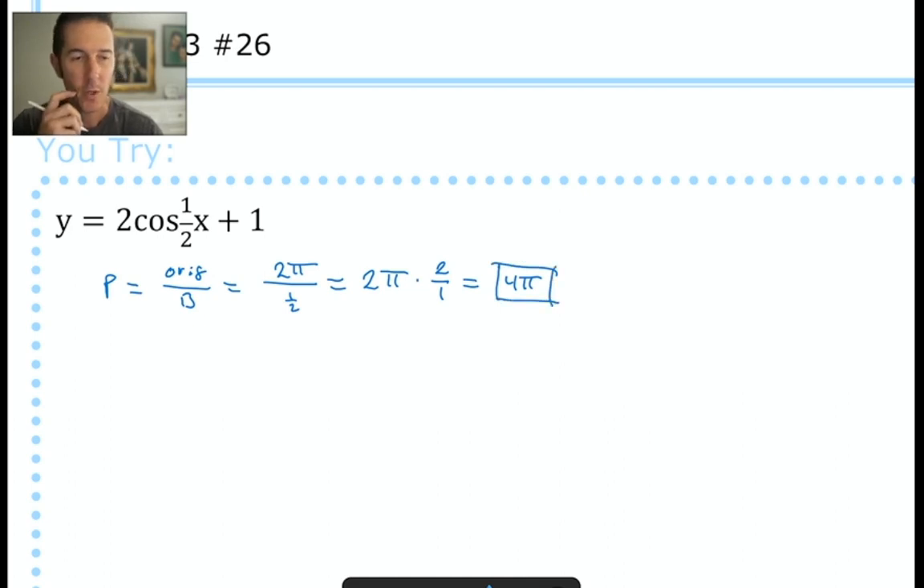So the multiple of 1/2 on the x value inside the cosine function, even though it's a 1/2, causes our function to get wider. It causes a horizontal stretch. All right, and what about the amplitude?